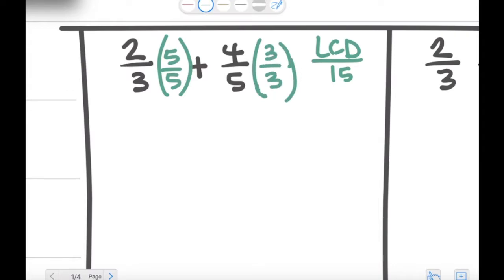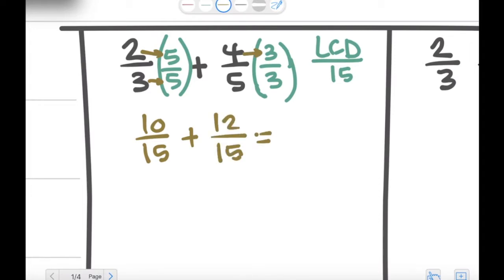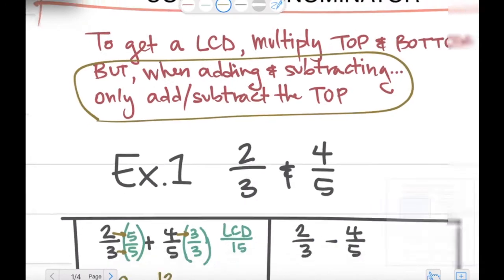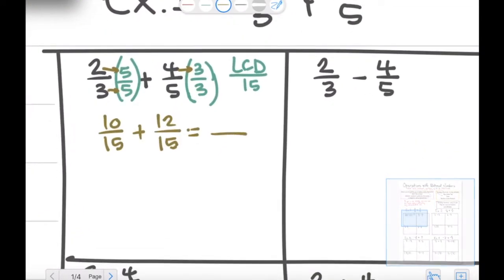And then now we're multiplying fractions, so no big problem, top times top over bottom times bottom. So we're just multiplying in the process of getting a common denominator. So this is going to end up being 10 over 15 plus, and then 4 times 3 is 12, and 5 times 3 is 15. And now this is that second part. When you're adding and subtracting, you only add or subtract the top number. So we're not going to do 15 plus 15 and put 30 right there. That's not correct. You're going to keep 15 on the bottom and only add the top. So that would end up giving us a 22.